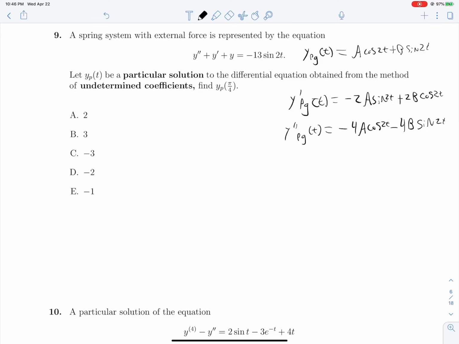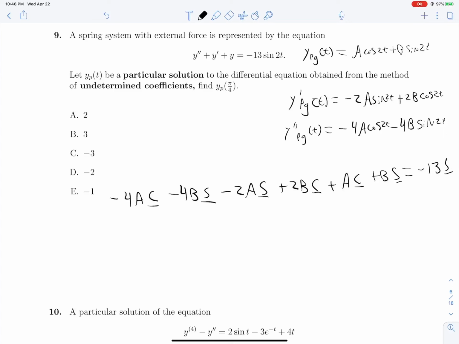So when I plug everything in, I'm not going to be writing the cosines and the sines because I don't want to write 7 of them. I'm just going to put c and s instead, because at this point it doesn't matter. We're not evaluating anything in particular yet. So y double prime will be minus 4a cosine minus 4b sine, plus y prime, so that's minus 2a sine plus 2b cosine, plus y, so plus a cosine plus b sine is equal to negative 13 sine.